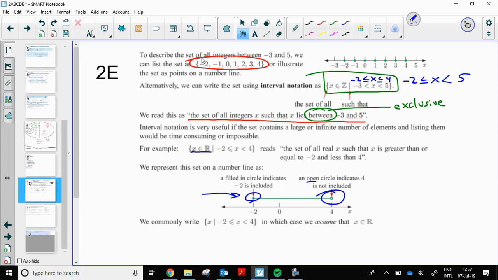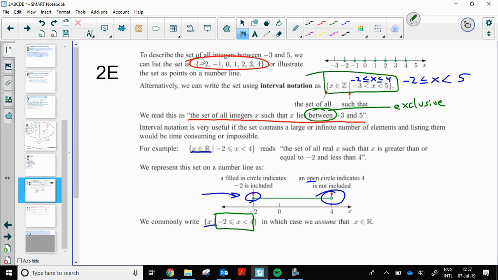However, we commonly just leave that part out and we just say x such that x is in between -2 and 4. In fact, I would say that we even leave out that first part pretty often. And so if we were to just write that, -2 less than or equal to x less than 4, it would be implied that that means x is a real number.